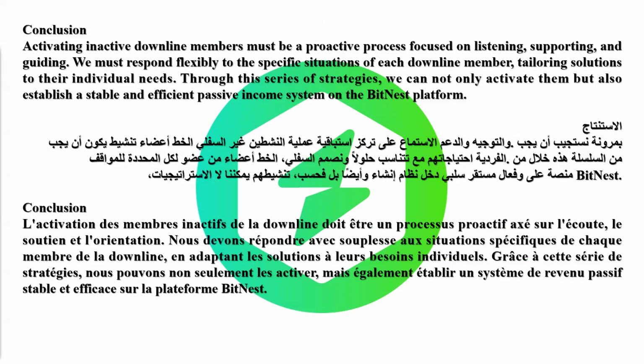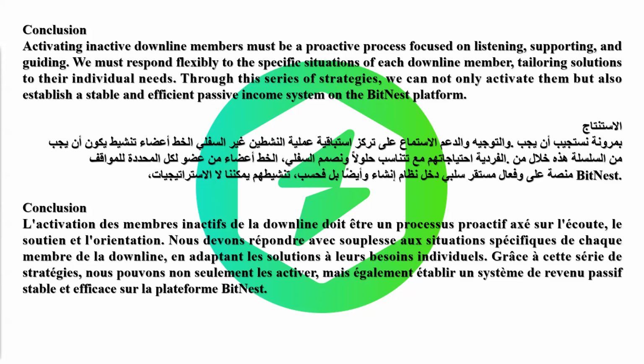And in conclusion, activating inactive downline members must be a proactive process focused on listening, supporting, and guiding. We must respond flexibly to the specific situation of each downline member, tailoring solutions to their individual needs. Through this series of strategies, we not only can activate them, but also establish a stable and efficient passive income system on the business platform.